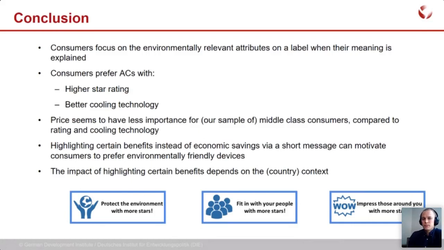But still, these discrete choice experiments are a valid tool to study choice experiments. But for further research, we also would think that studies looking at the preference at the sales points where air conditioners are actually sold would be interesting. But what we really found as a new evidence is that highlighting certain benefits instead of just economic savings via short messages that refer to attitude functions can motivate consumers to prefer energy efficient devices.